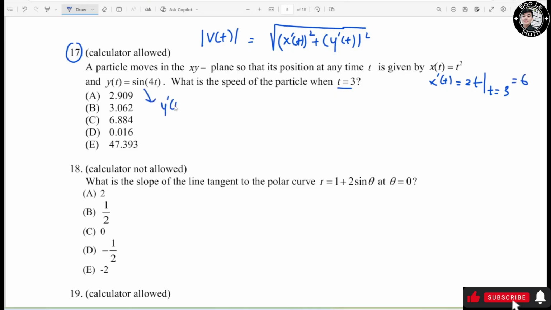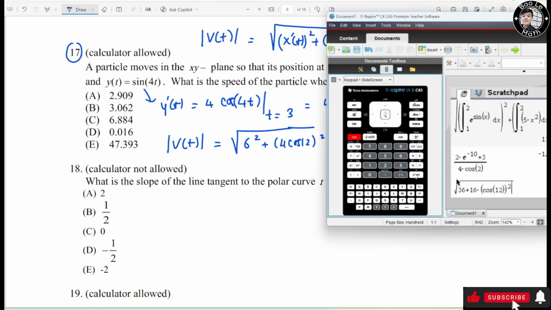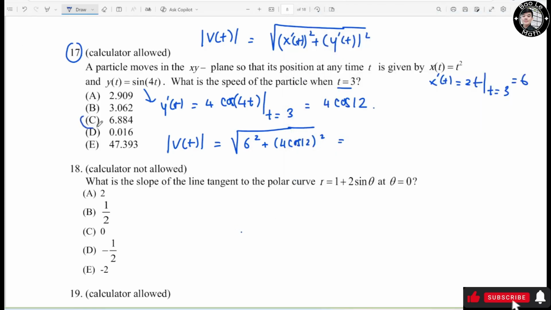y prime of t is 4 cosine 4t. And then you need to evaluate this one at t equals 3, so it would be 4 cosine 12, right? Now, the magnitude of the velocity is going to be the speed. It's going to be the square root of 6 squared plus 4 cosine of 12 altogether squared. So we're going to bring up the calculator. Let's control enter. It's going to be 6.884. The answer must be C.